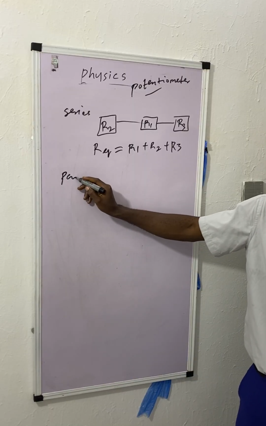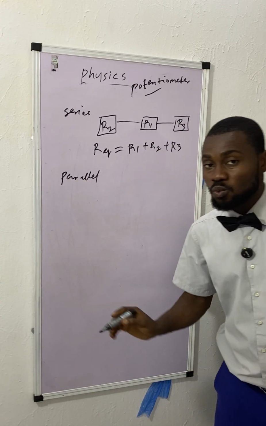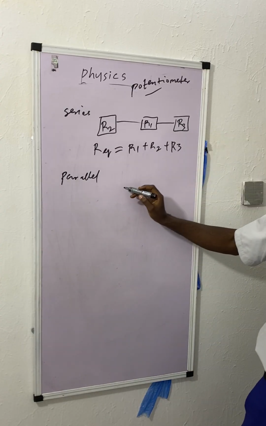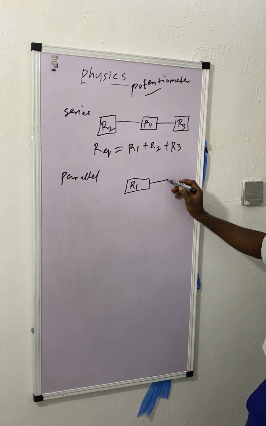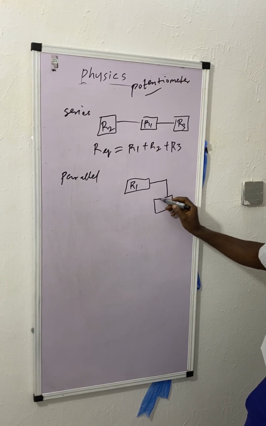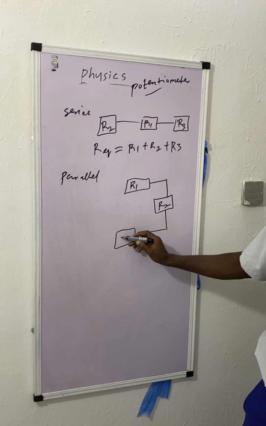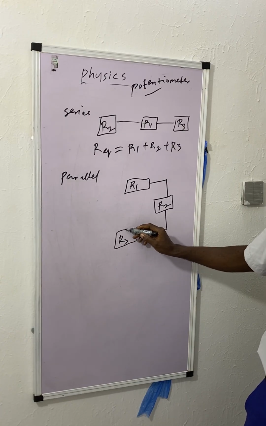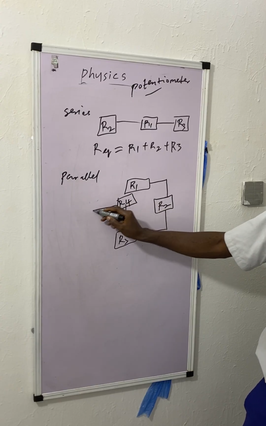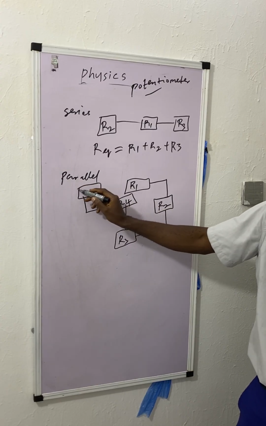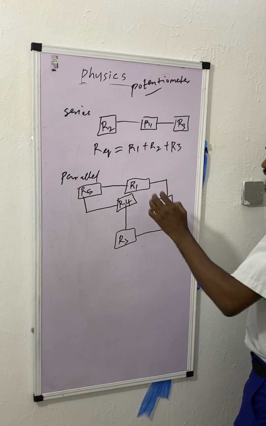Then, resistance in parallel. How do we know that the resistance is in parallel? When you start having branches, that's resistance in parallel. For example, you have R1 here, it goes like this. You have another one here again. Can you see the branch? R2. It goes like this again. You have another one here again, R3. It goes like this. You have another one here, R4. It goes like this. You have another one here again, R5. You see? So this one is resistance in parallel.